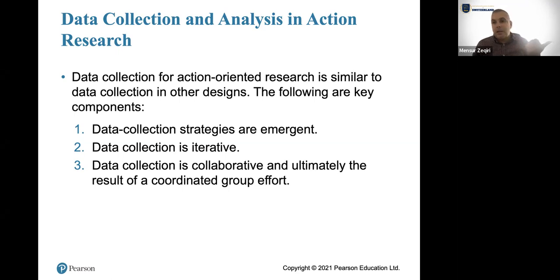The data collection strategies are emergent, so they do emerge as we conduct the research. Data collection is iterative. We move back and forth in the process of data collection, and the data collection is collaborative and ultimately the result of a coordinated group effort between academic researchers as well as those community members, or research participants in these cases.